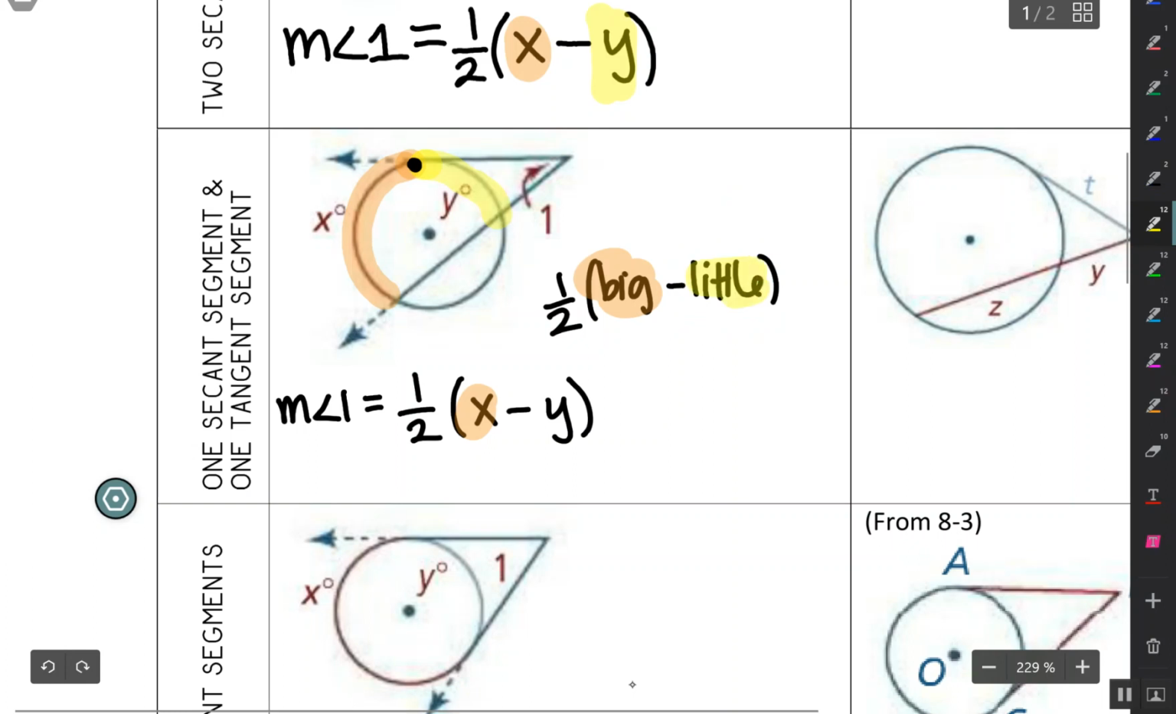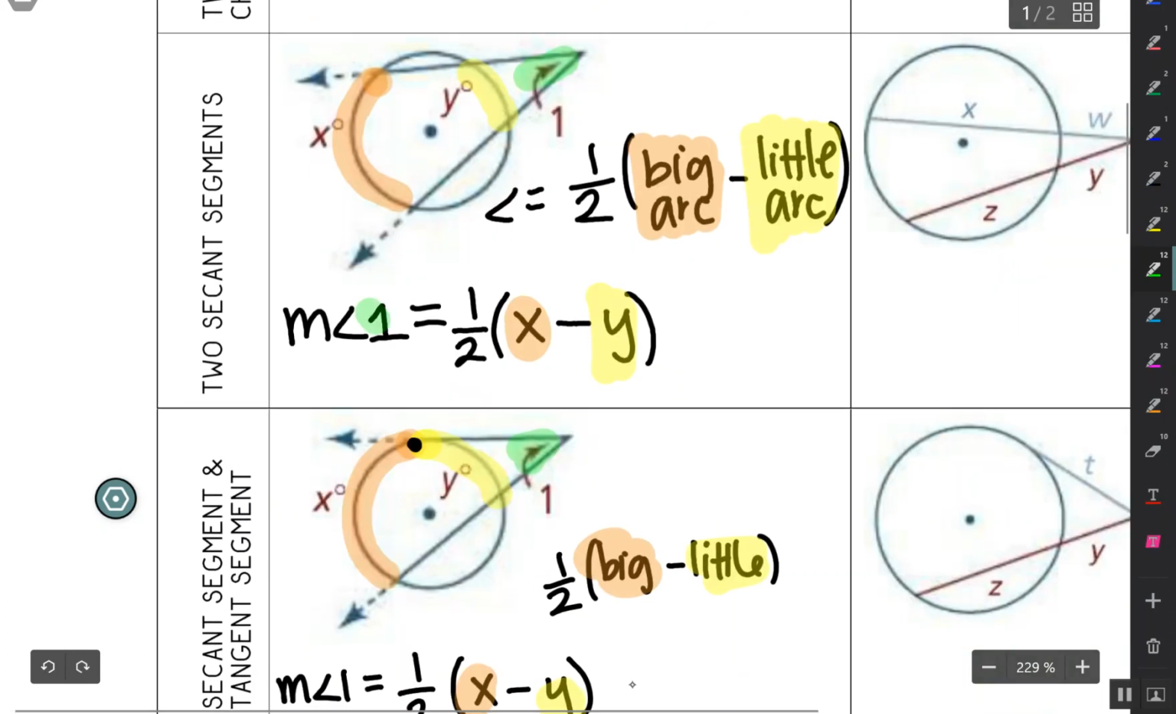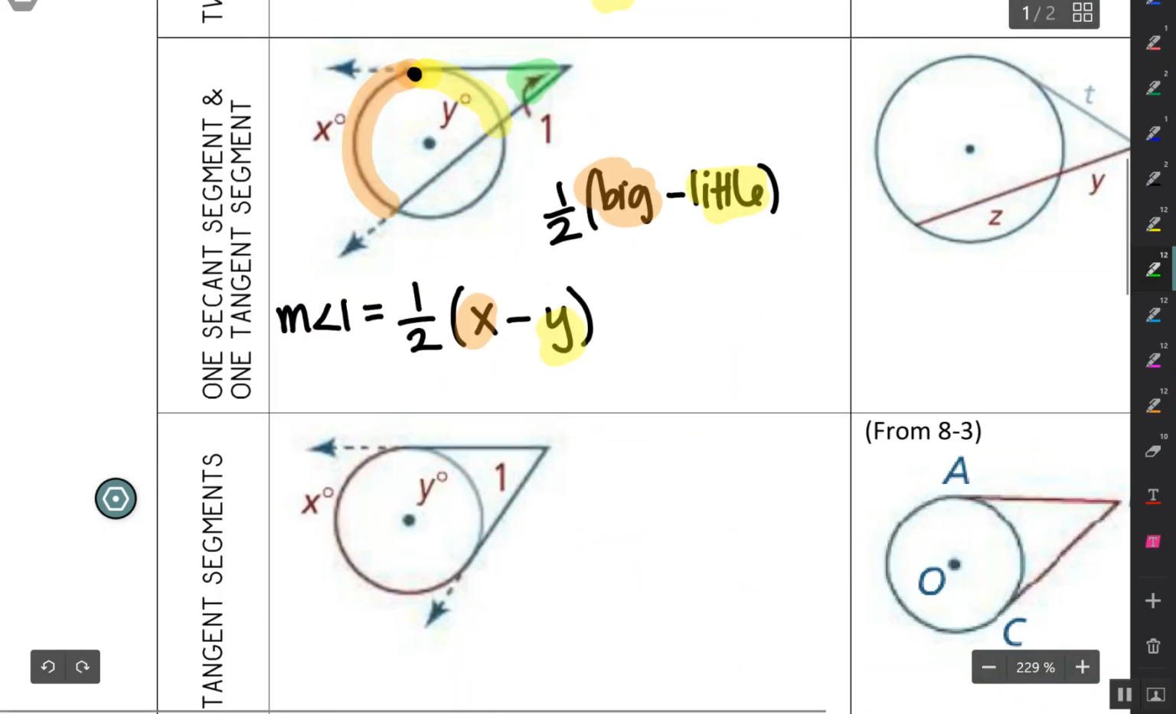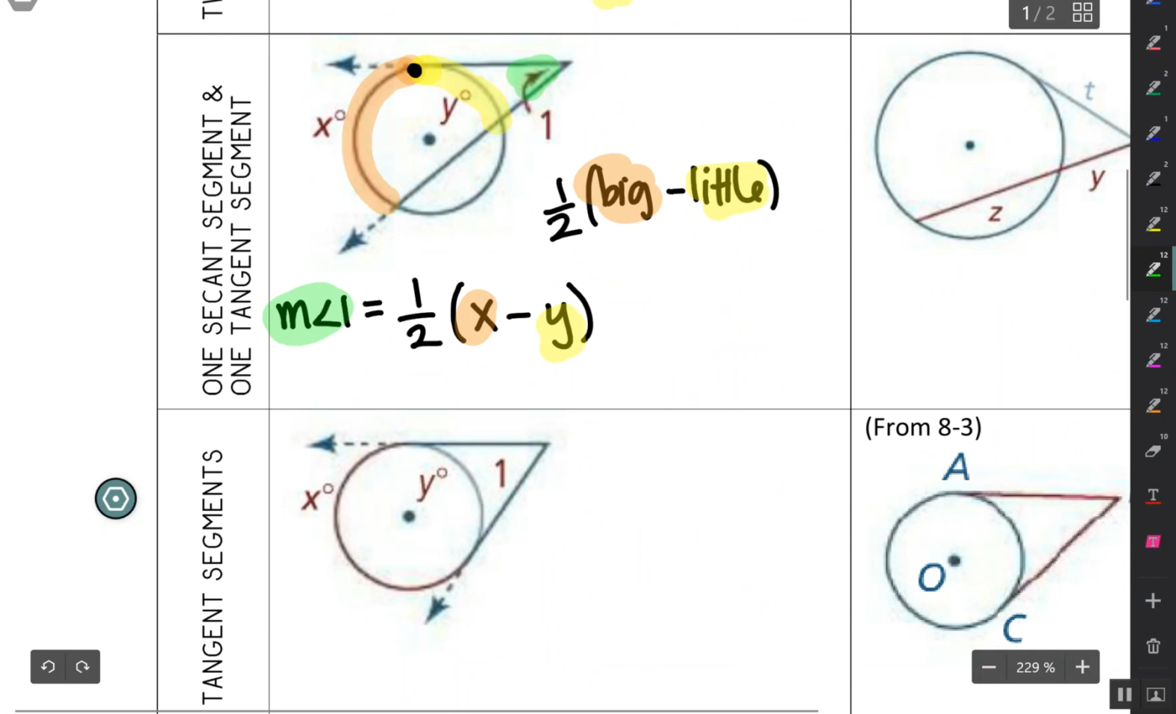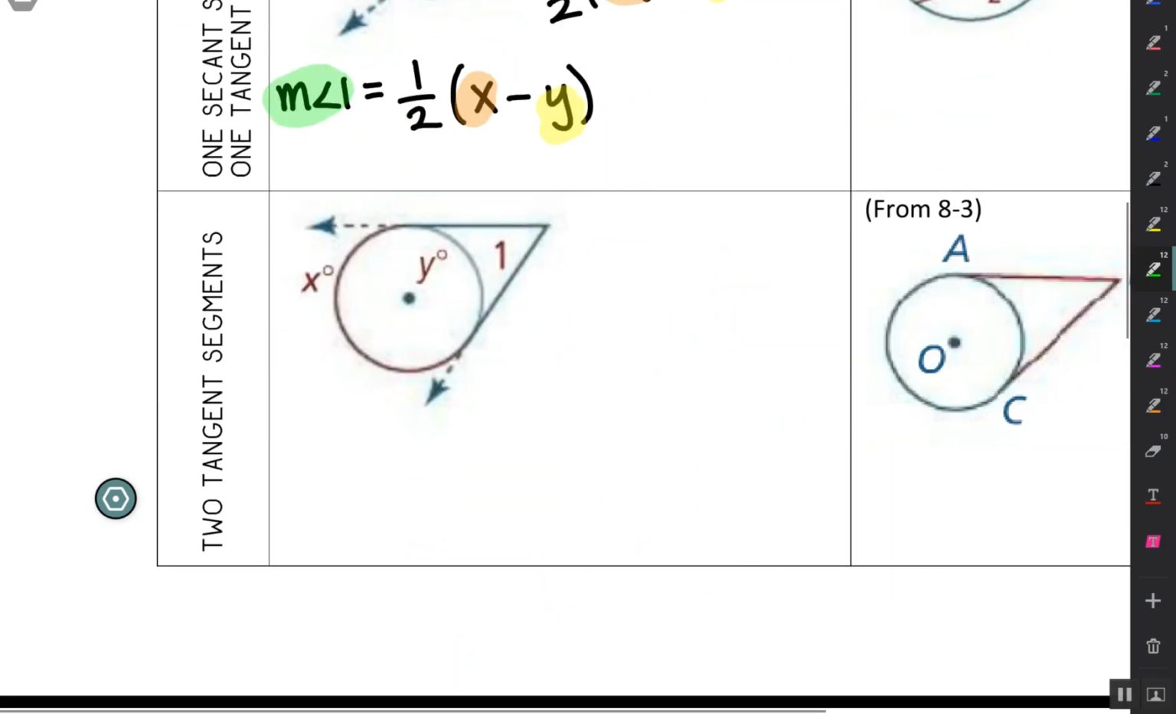Okay, so that's y. And the formula gives you angle 1 in both cases. I should highlight that. Okay, and the formula is the same, but the picture is a little different.